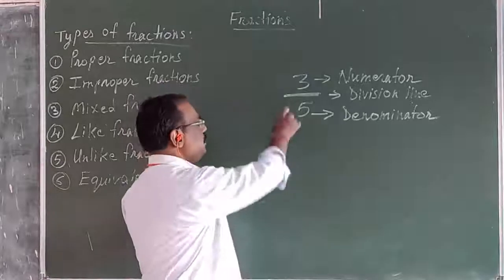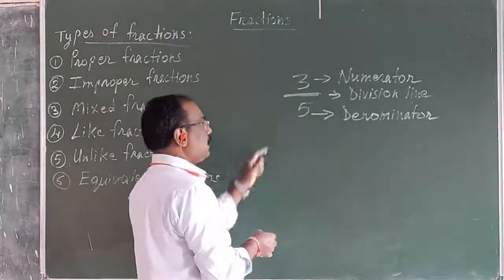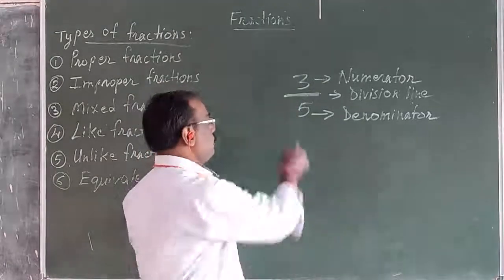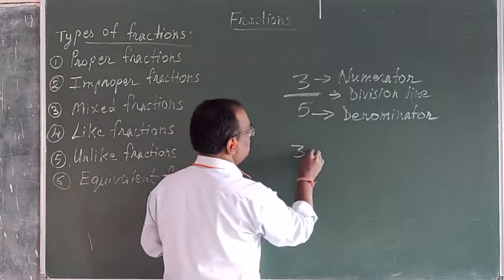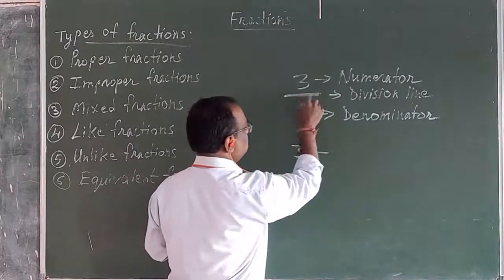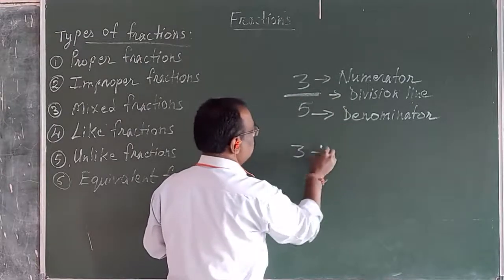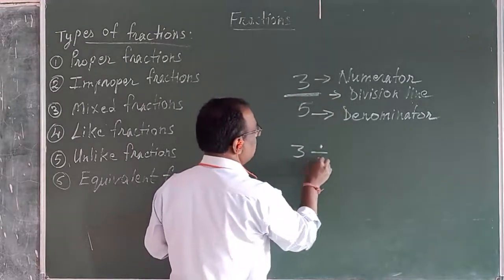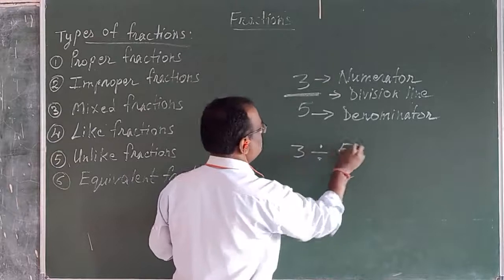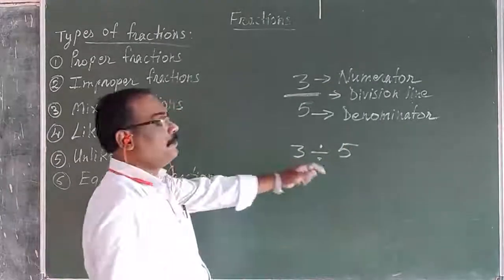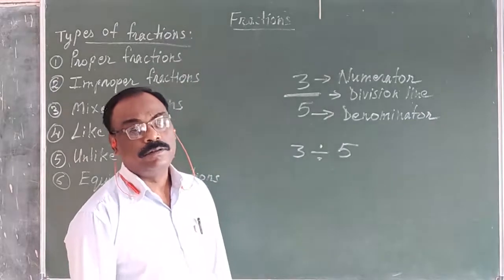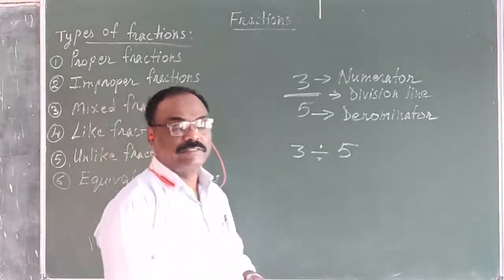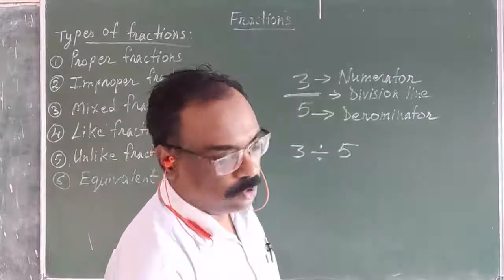Actually, what is the meaning of this? If they tell you to write this as division, because 3 is written on the top, first you will write 3. Then, as I told you, this line is known as the division line, so put the division sign and write here 5. So this is the meaning: 3 divided by 5. Okay. So you should know the numerator and denominator.